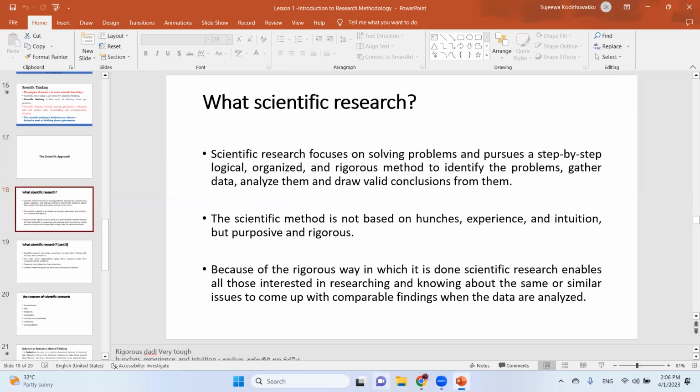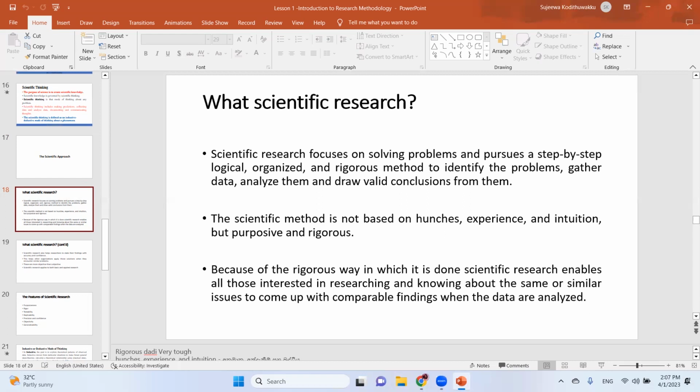Then what is scientific research? What is the meaning of scientific research? Now remember, when we conduct scientific research, it highly focuses on solving a problem. Then you have to conduct research to solve a problem. If you don't have a problem, there is no need to conduct research. Therefore, in scientific research, first you want to identify your research problem. Why? Your target is to provide a solution for the particular problem.